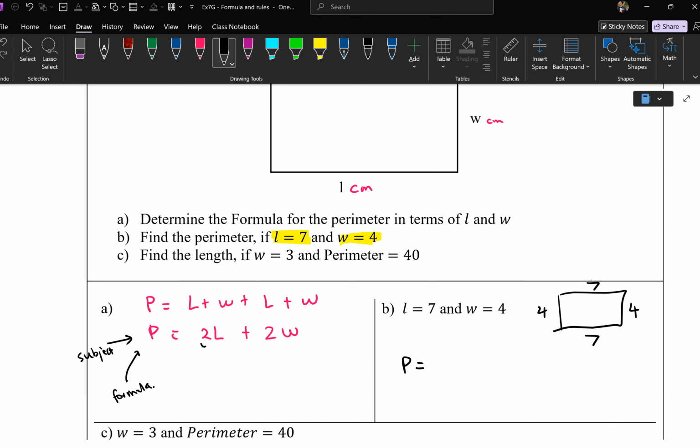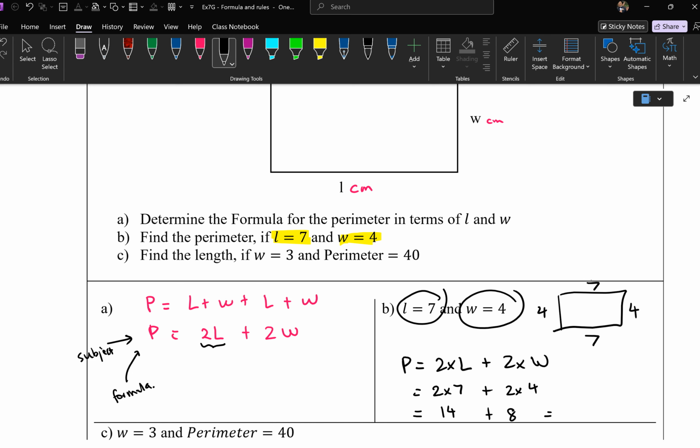P equals, now when you write 2 next to an L, what does that mean again? 2 times length. Very good. And the length is 7. So it'll be 2 times length, which is 7, plus 2 times W. Now what's W? What's W equal to? 4. So put them together. 2 times 7. What's double of 7? 14. 14 plus double of 4, which is 8. 14 plus 8. What's 14 plus 8? 22. So your perimeter will be 22 if your length was 7 and width was 4. That's your second skill to apply.